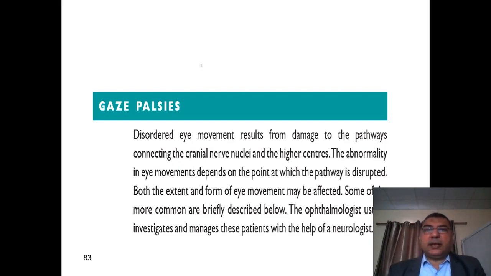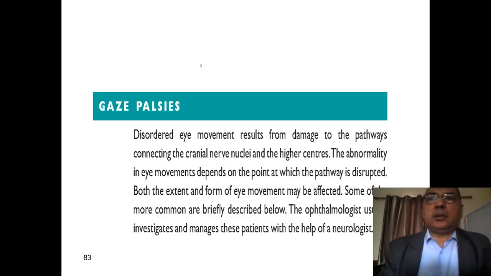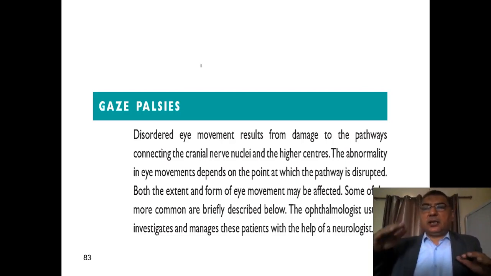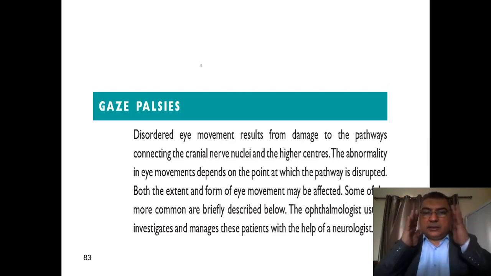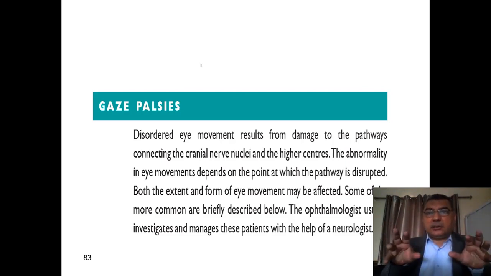We will shift to the next level of ocular motility affection, which is the gaze palsies. As we said, the 3, 4, and 6 nuclei are present in the brain stem, and there are horizontal gaze centers and vertical gaze centers that coordinate the impulses coming from the different nuclei.